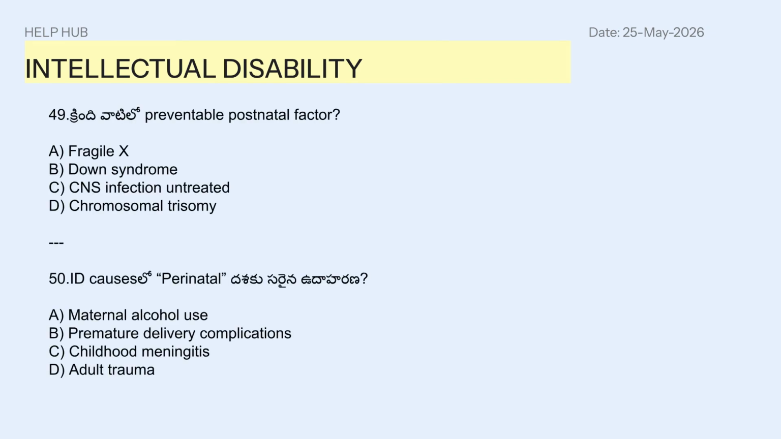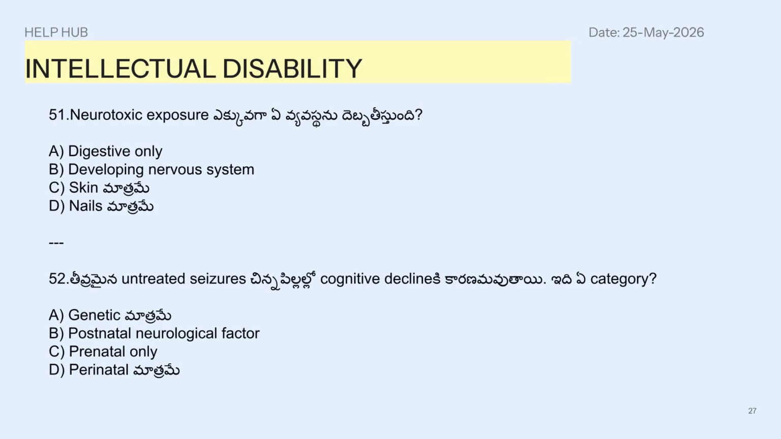Question 49. Which of the following is a preventable postnatal factor? The answer is C, untreated central nervous system infection. Question 50. What is a correct example of the perinatal stage among ID causes? The answer is B, premature delivery complications. Question 51. Neurotoxic exposure primarily damages which system? The answer is B, developing nervous system.